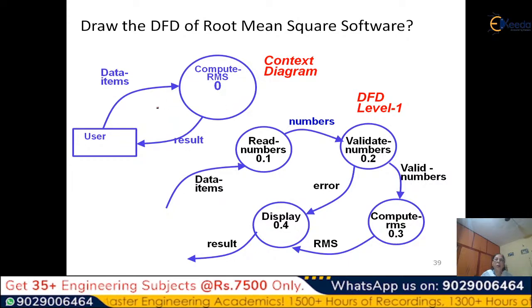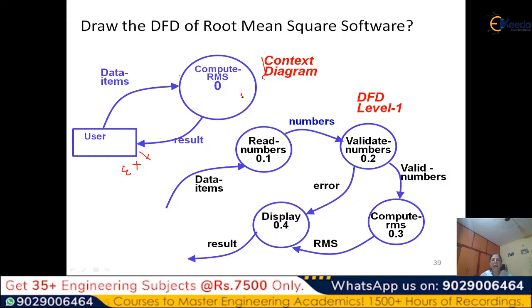So this is the 0 level, which we call a context diagram. In this context diagram you have the data and the user, who is the external entity. He is giving the input, which is the data item, and he is getting the result. The result is the RMS, root mean square, of these data items. That means you square it, add it, and determine the root.